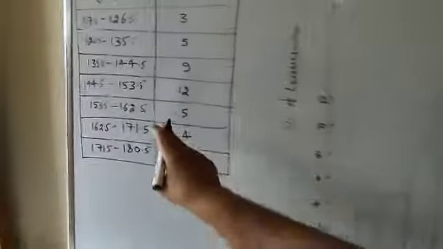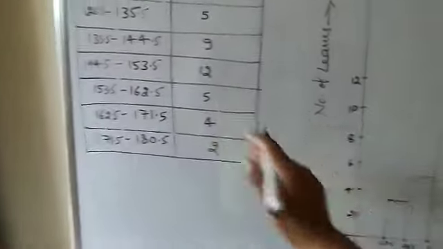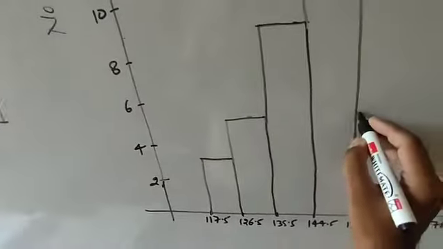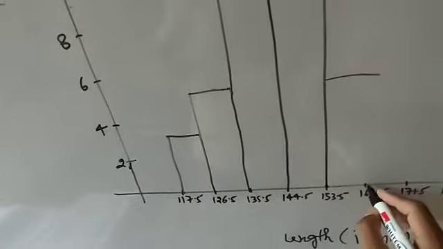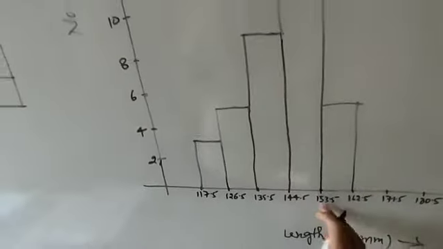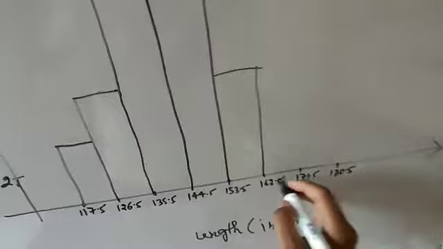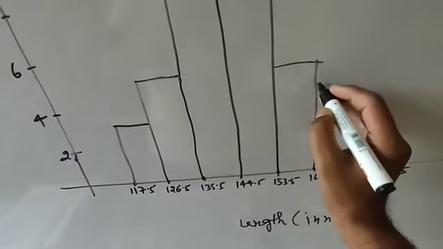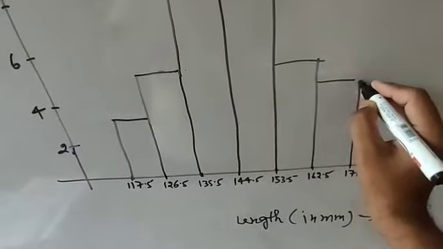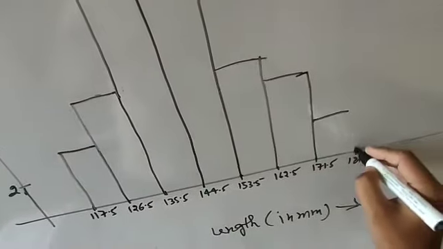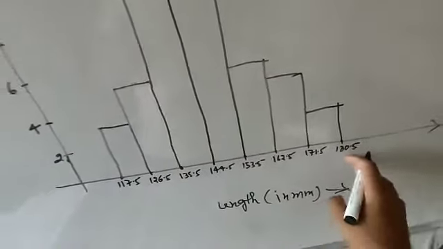Next is 153.5 to 162.5, 5. So 5 will be approximately here. Now 162.5 to 171.5, 4. So it will be represented like that, 4. Now 171.5 to 180.5, 2. So here it is 2.